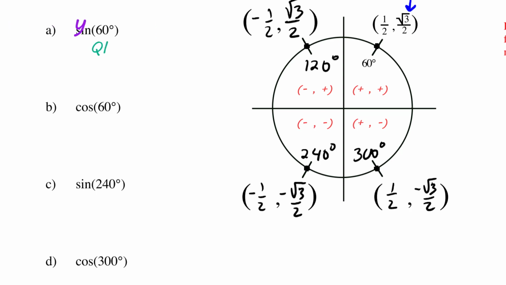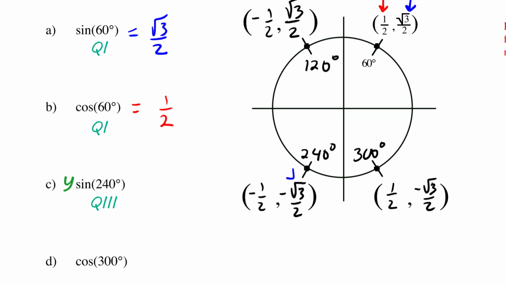Okay, let's go ahead and find sine of 60 degrees. We look at the location of 60 degrees and see the y value for sine, and that's radical 3 over 2. The cosine of 60 degrees is 1/2. It's the x value, 1/2. For sine of 240 degrees, we look at quadrant 3, and it's a sine, so we're looking at the y value, which is negative, and it's a negative square root of 3 over 2. And for cosine of 300 degrees, we look in quadrant 4. We see that x is positive and x is the cosine, so cosine of 300 degrees is 1/2.